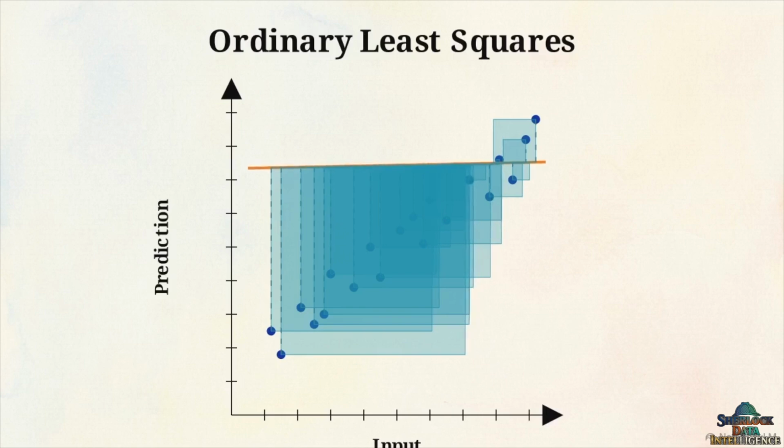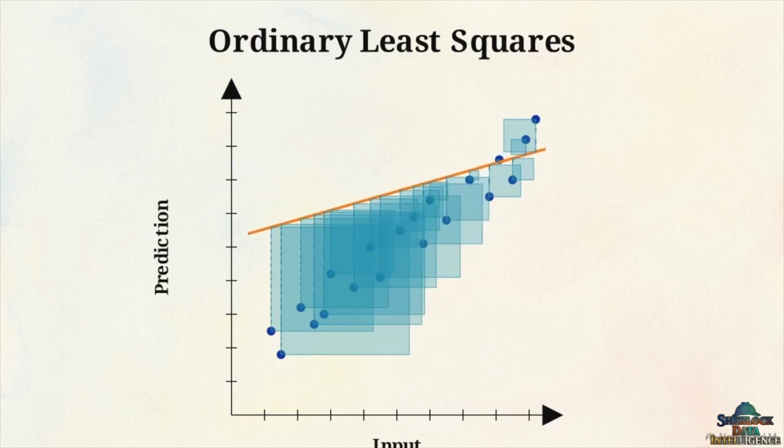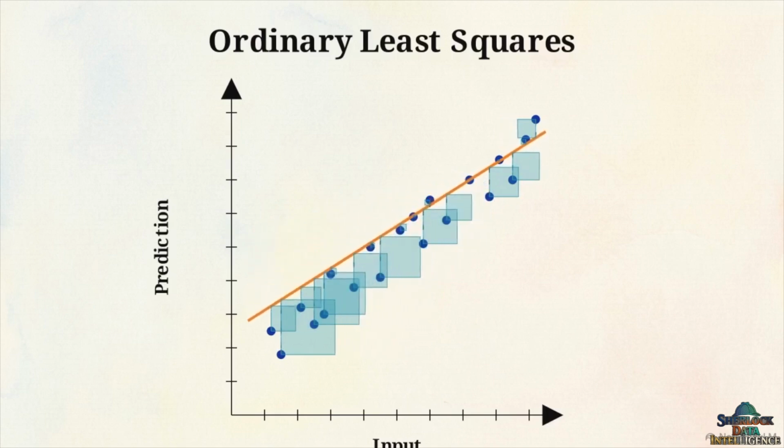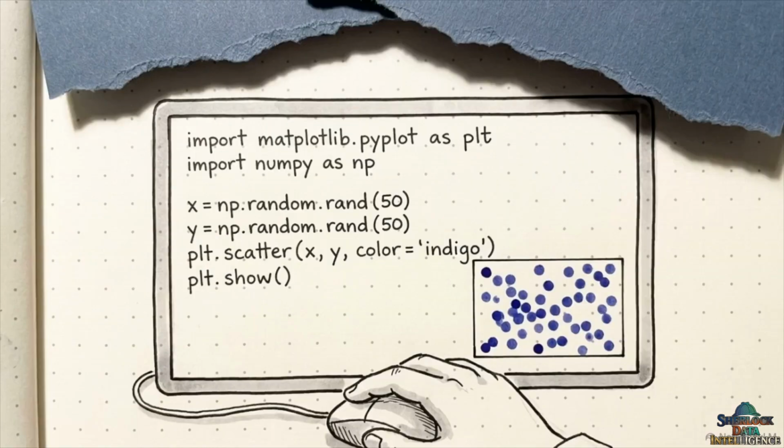It physically shifts and pivots the main prediction line until the total combined area of all those individual squares reaches its absolute lowest possible value. Executing this mathematical optimization is how data scientists lock in a standardized baseline for their predictions.